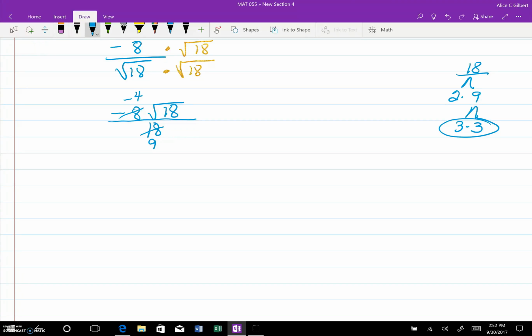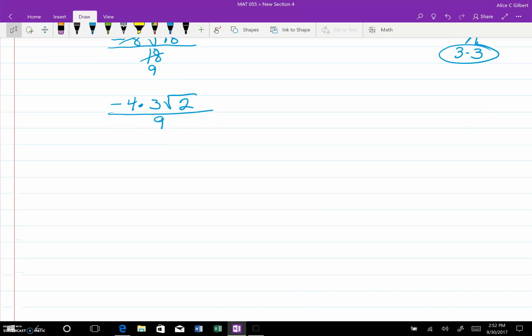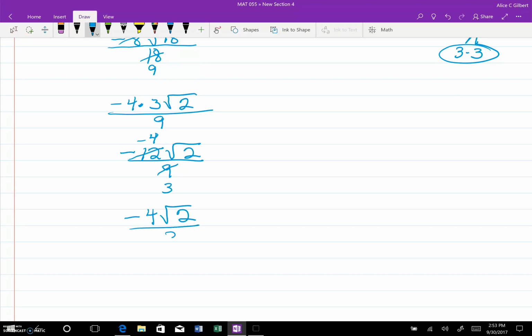So when I bring that 3 out, it's going to be multiplied with the 4. And what's left underneath is a 2. And so then I have 9. So now -4 times 3 is -12 times the square root of 2 over 9. And guess what? A 3 can go into each of these. So that brings it back to -4 and 3. So my final answer, -4 times the square root of 2 over 3.